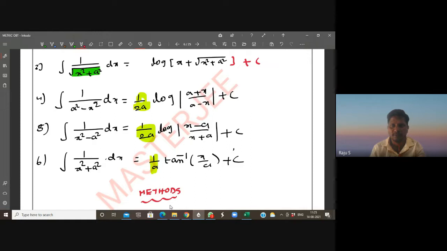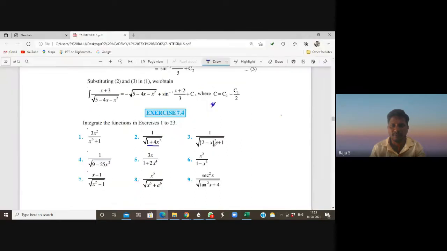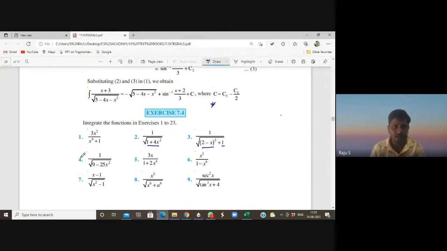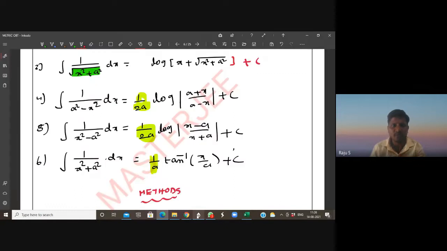Let's see the next, third question. Third question also, we just have to observe: between this, this is variable, this is constant, plus is there. Again, here also we are going to get the answer like log of this third formula, answer in terms of log. Yeah, this one. See here, first constant, next variable. First constant, next variable. So square root also there.